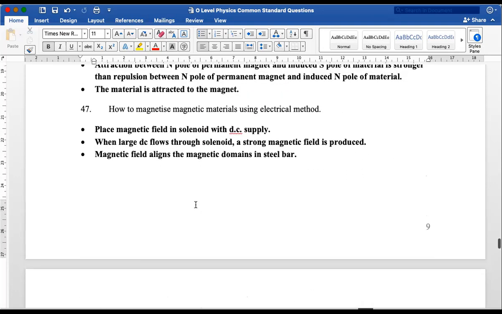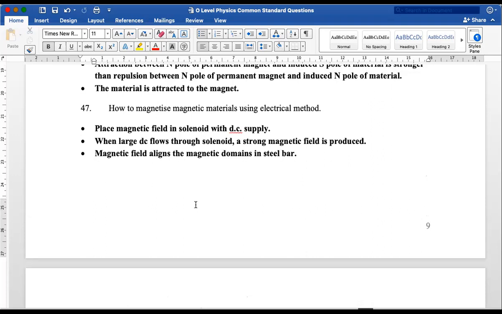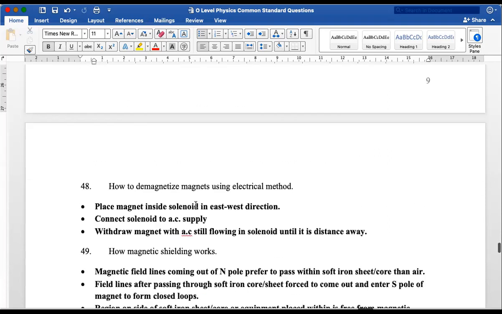How to magnetize magnetic materials using the electrical method. Place the steel bar in a solenoid with DC supply. When a large DC flows through the solenoid, a strong magnetic field is produced. The magnetic field aligns the magnetic domains in the steel bar.